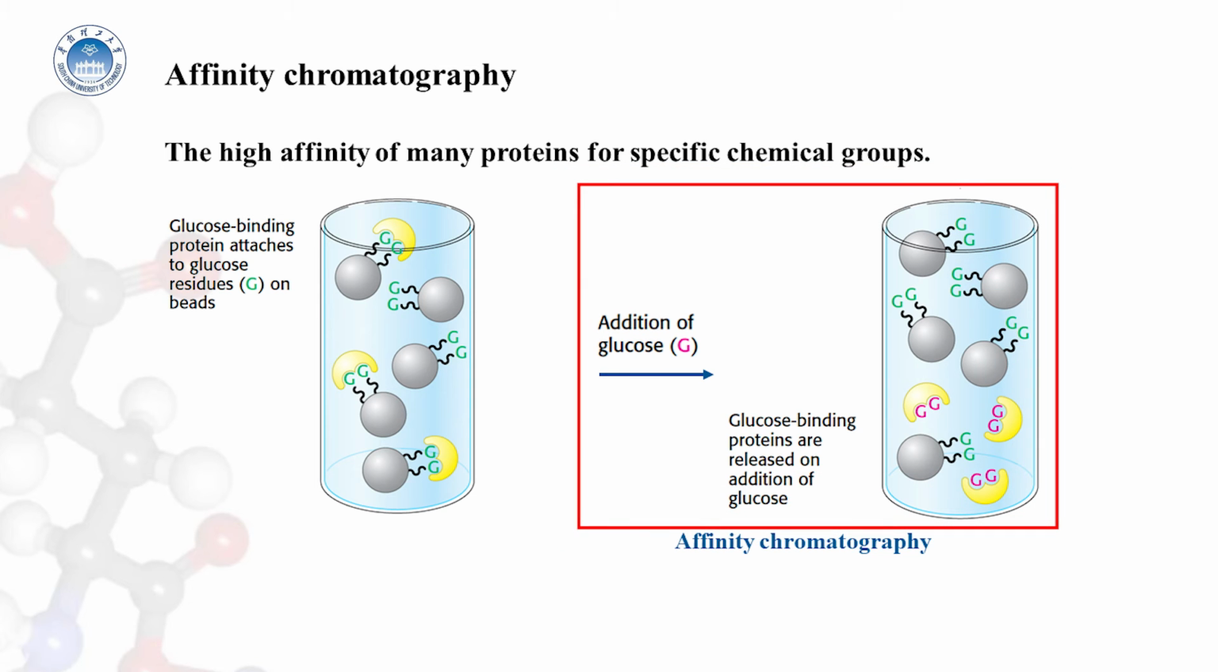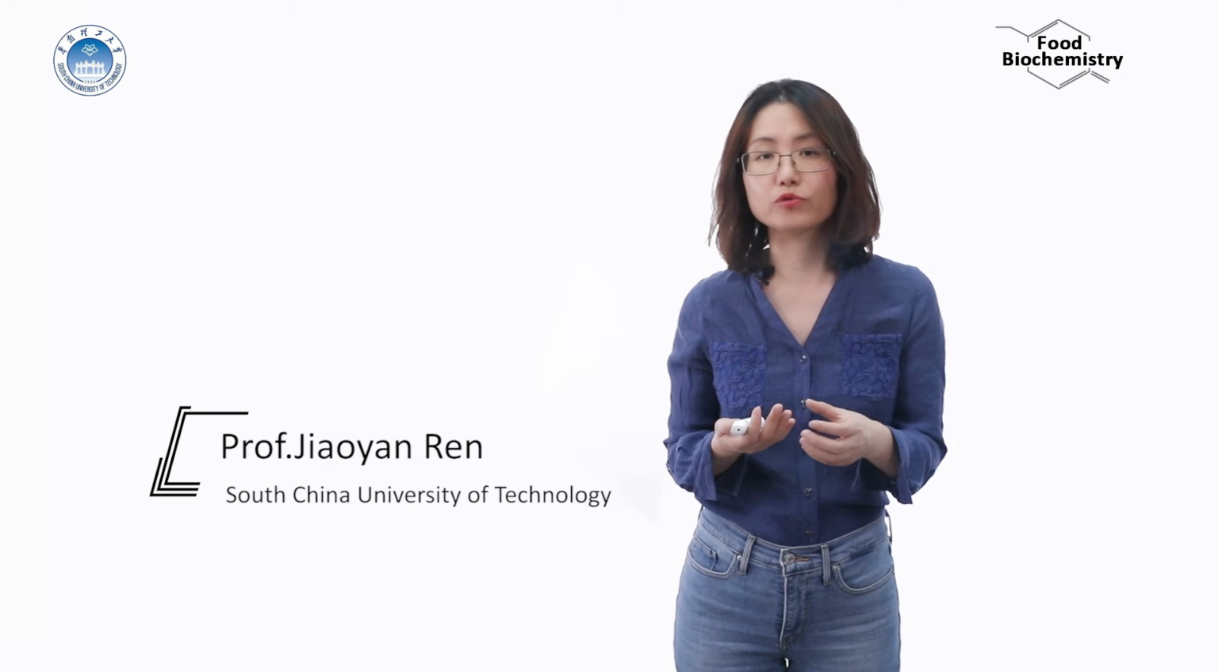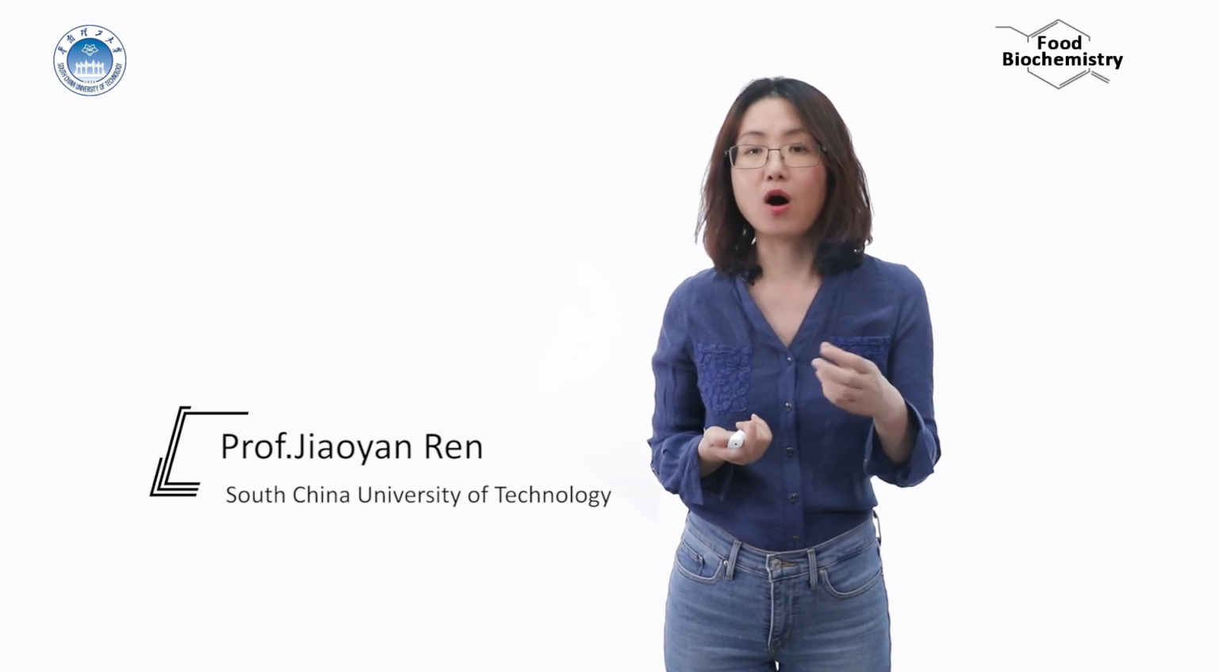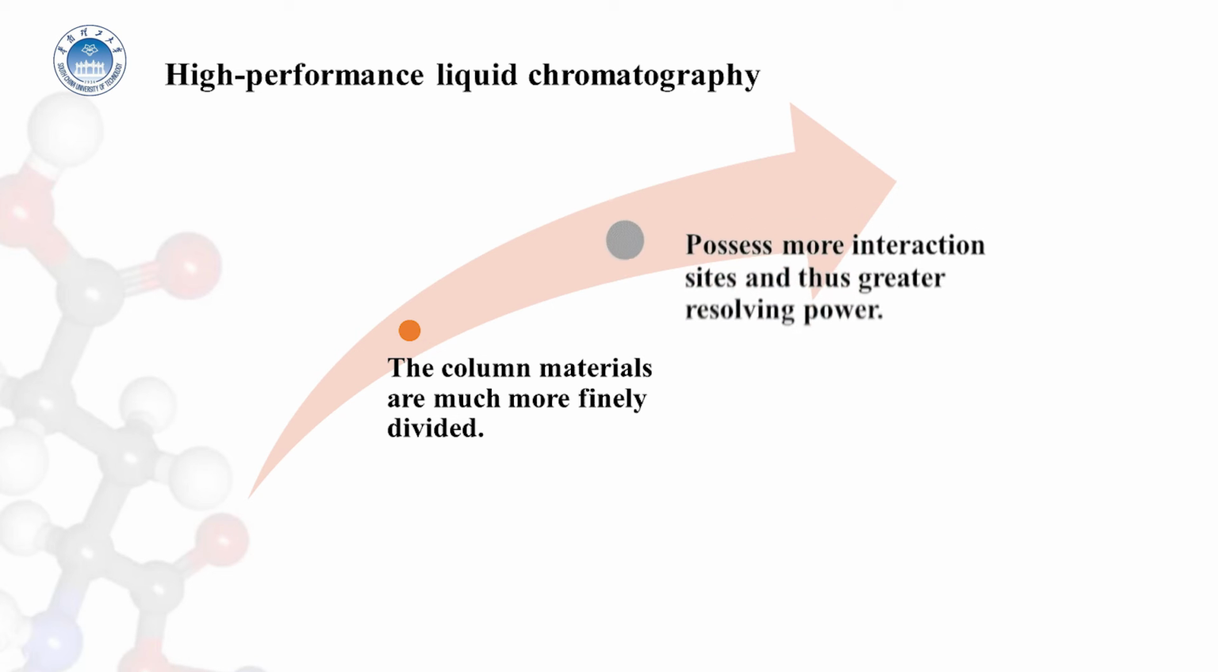The bound concanavalin A can then be released from the column by adding a concentrated solution of glucose. The glucose in solution displaces the column-attached glucose residues from binding sites on concanavalin A. A technique called high-performance liquid chromatography, short for HPLC, is an advanced version of the column technique already discussed. The column materials are much more finely divided and as a consequence possess more interaction sites and thus greater resolving power.